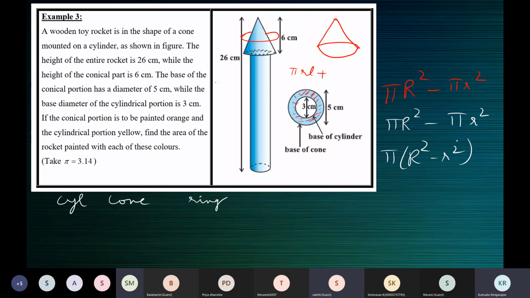So the area of the conical portion that is to be painted orange is equal to the CSA of the cone, pi RL, plus the area of a ring, pi R square minus r square.